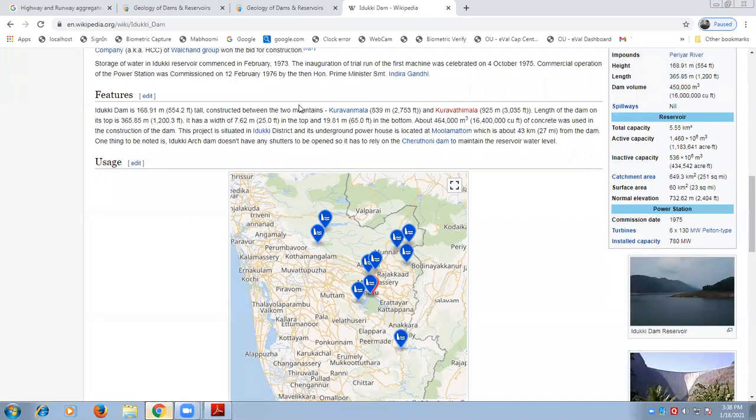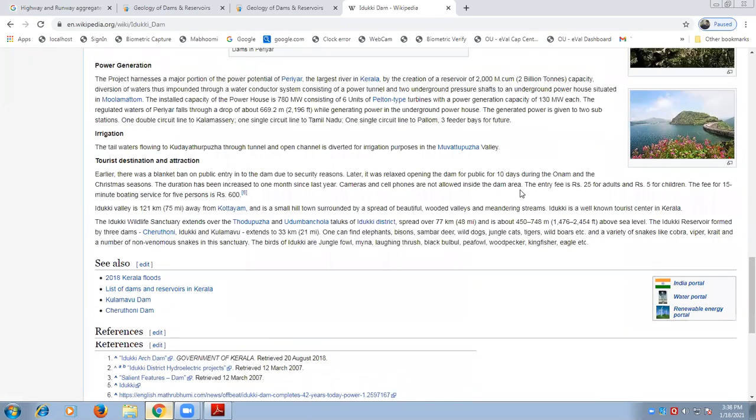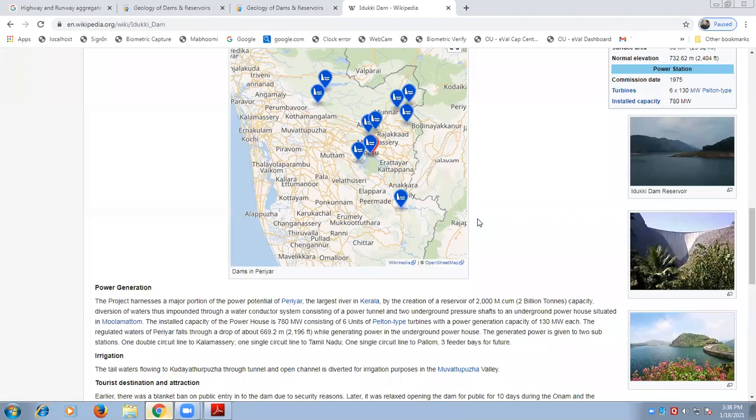It is constructed between two mountains. This is something you need to know: Kuravan Mala and Kuravati Mala. So the length of the dam, the width of the dam, the bottom width, top width, and how much concrete was used. You can just know the basic points.